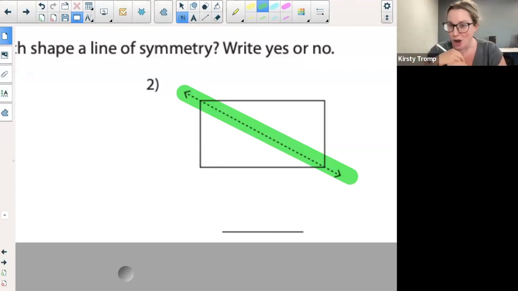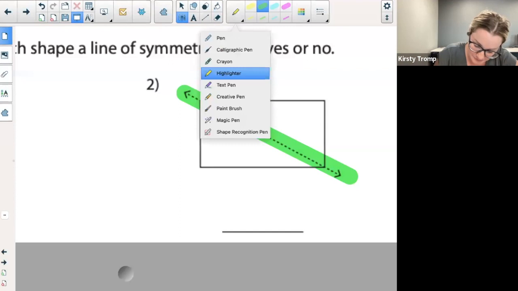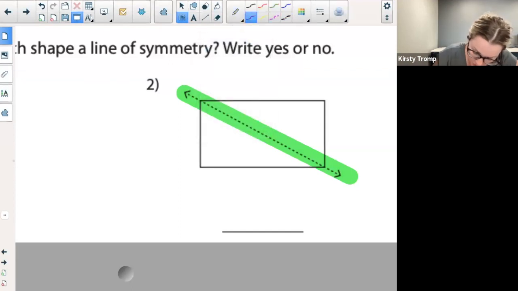Exactly. No, it's not. So if I had to take that and fold it along this line, no, it definitely wouldn't be an axis of symmetry. So we're going to say here, no.